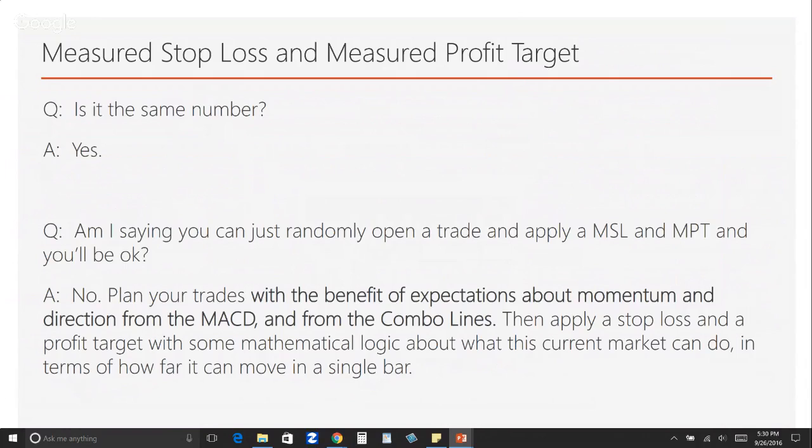Then apply a stop loss and a profit target with some mathematical logic about what the current market can do in terms of how far it can move in a single bar, so that you can make the best possible decision about how far away to put your stop loss, and also how to take profit quick with an amount that should come fairly easily, especially if you're lining up your point of entry with a hopper or something like that, that gives you some probability that the market's doing something. It's ready to go, and you're going to go with it and grab those easy pips.